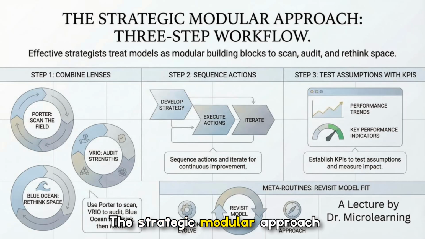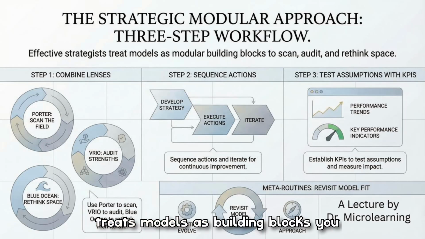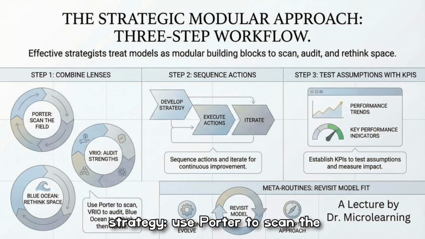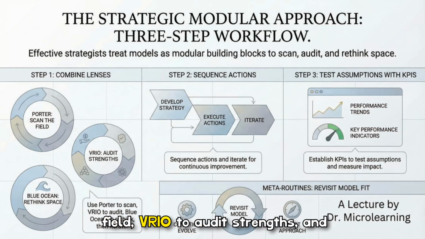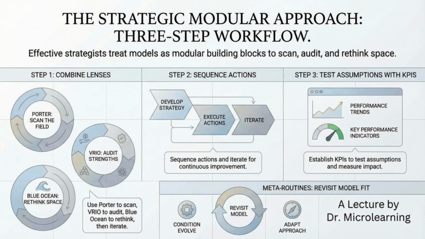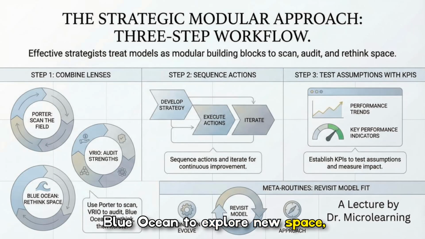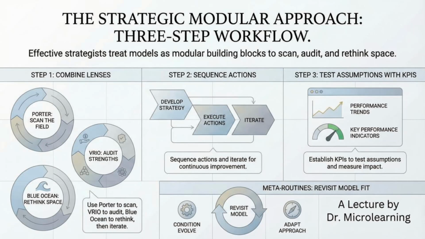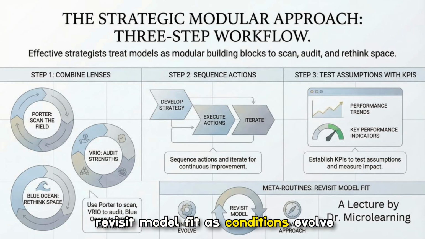The strategic modular approach treats models as building blocks you combine to scan, audit, and rethink strategy. Use Porter to scan the field, VRIO to audit strengths, and Blue Ocean to explore new space, then sequence actions, iterate, and establish KPIs to test assumptions. Meta routines remind teams to revisit model fit as conditions evolve and adapt the approach accordingly.